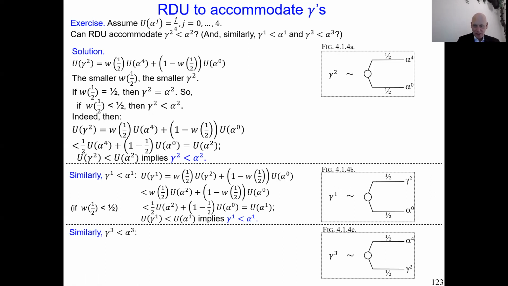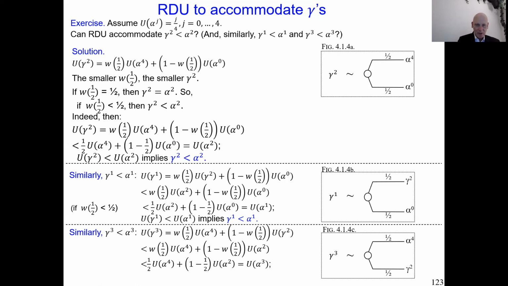I immediately show it. There was the indifference, the figure that gave gamma 3. We get that equality of rank-dependent utilities. Again, we replace gamma 2 by alpha 2. That only makes the thing bigger because alpha 2 is bigger than gamma 2. Then we replace the weight W half by half, and that again makes the whole thing bigger because half is bigger. We assign a bigger weight in the convex combination to the biggest number. We already know that this number written here is the utility of alpha 3. So what we are getting, utility of gamma 3 is smaller than alpha 3, utility is strictly increasing, gamma 3 is smaller than alpha 3.